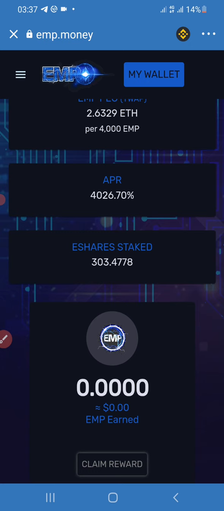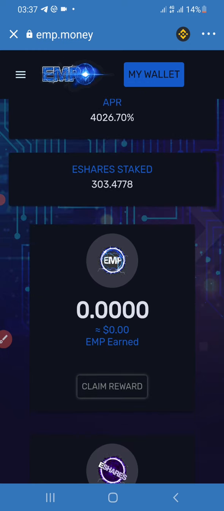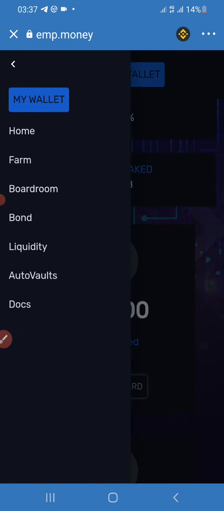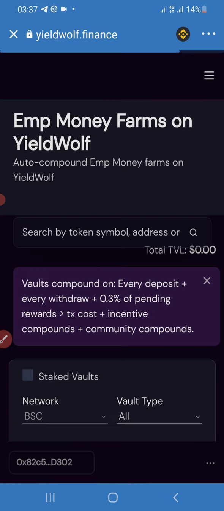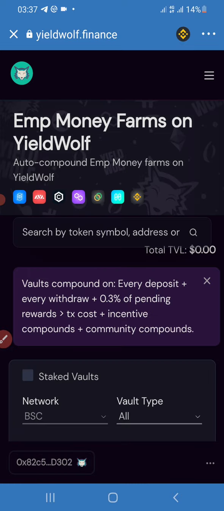But that's not the smartest way to do things, because if you are collecting your profit gradually like that, you will not be able to create a well sustained platform, and you will not really make a lot of money from this platform, to be honest. So how can you do it? The best strategy is that you go to auto vaults.